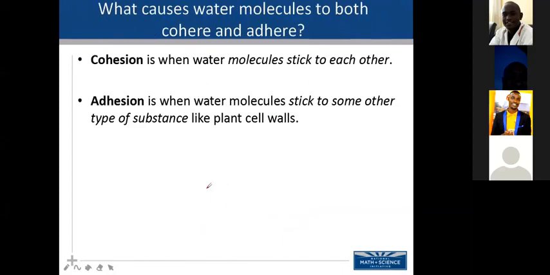Co means same. Adhesion means sticking to other molecules. If you put water in a cup or a glass, water will stick to the glass. Simply means that's adhesion. It adheres to the surface of the glass. Cohesion, the fellow water molecules.